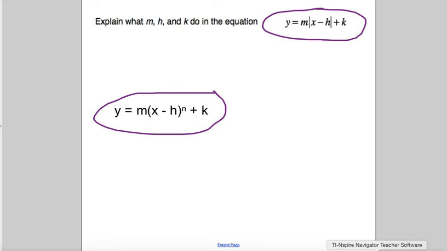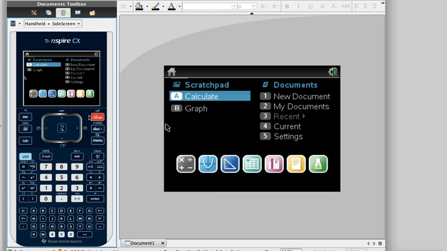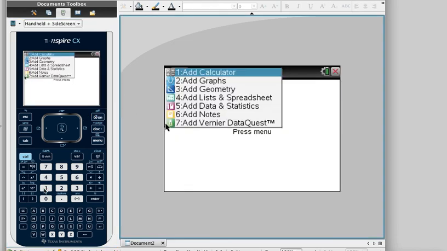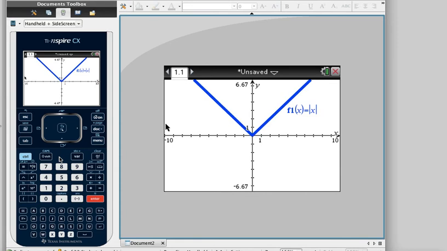Well, talking about graphing calculator, if I want to graph absolute value, I need to show you how to do that. I'm going to add a graph. If I want to do the absolute value of something, we, again, just type ABS of x, and we get absolute value.